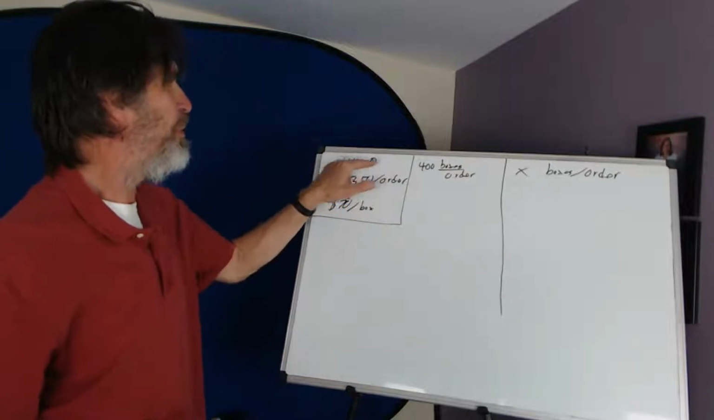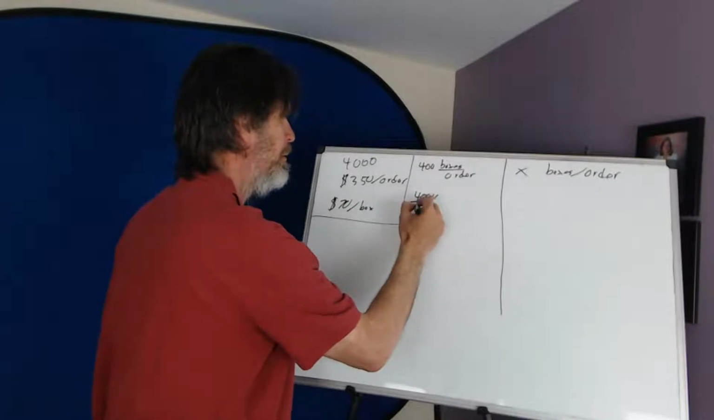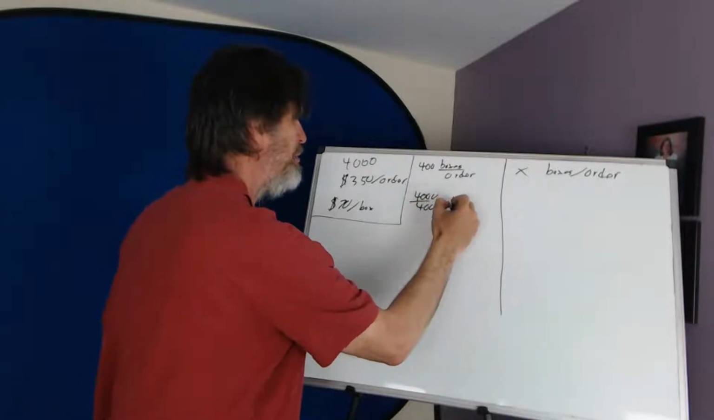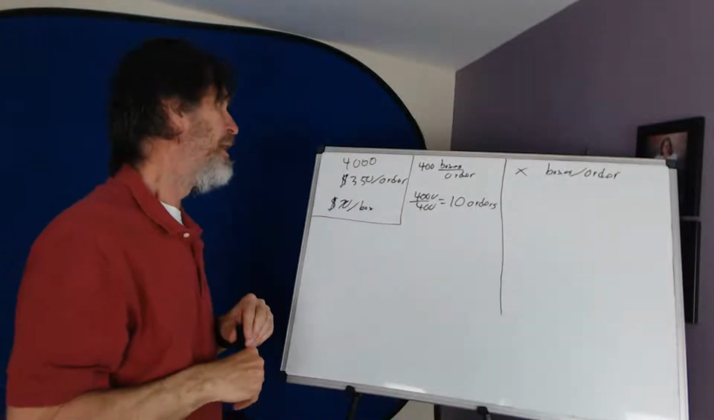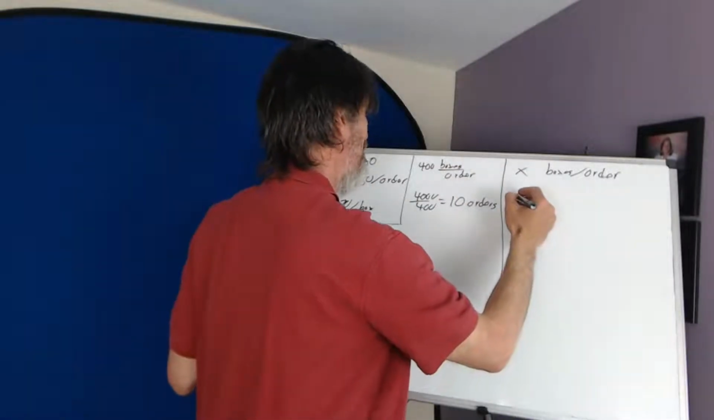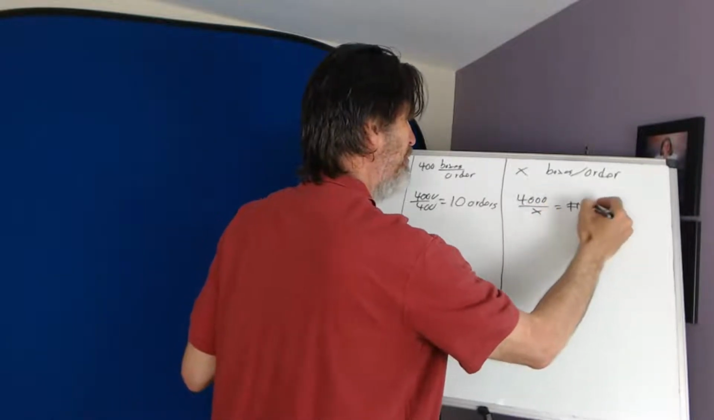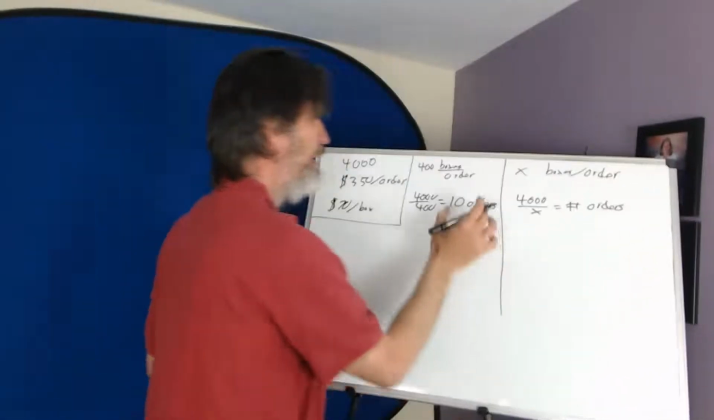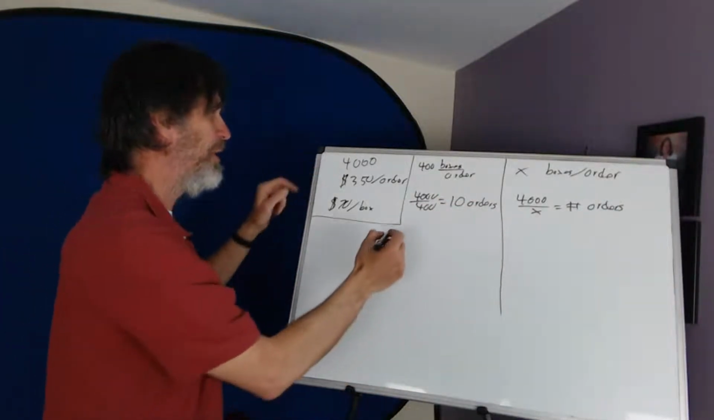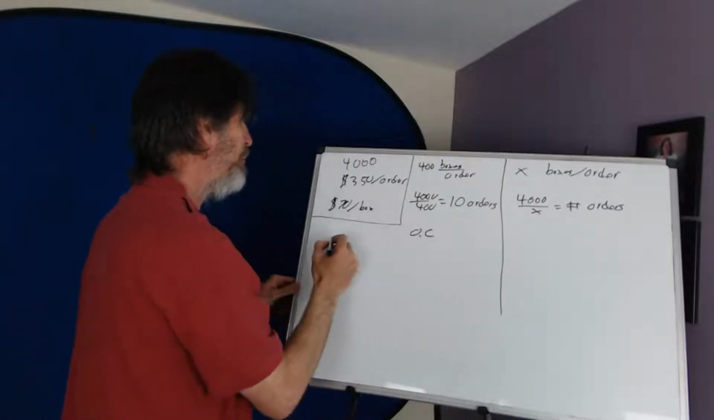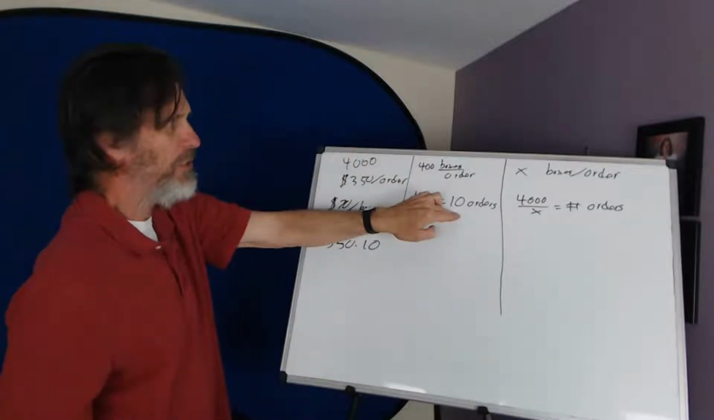Well, if we have 4,000 boxes and we do these at 400 boxes an order, that means we need 10 orders every year, right? We get 1/10 of them at a time. If I do this at X boxes at a time, it'll be 4,000 boxes divided by X. There's the number of orders. If I place 10 orders and it costs me $350 every time I place an order, the total order cost then will be 350 times 10. The number of dollars per order times the number of orders.